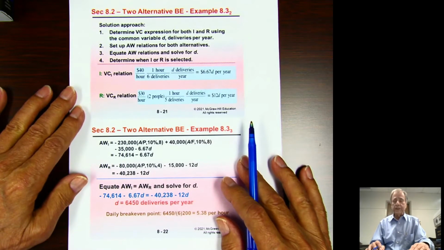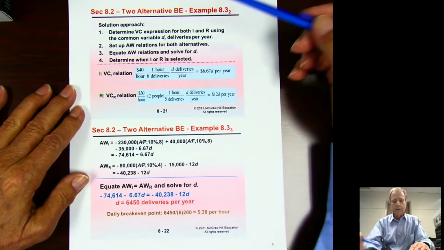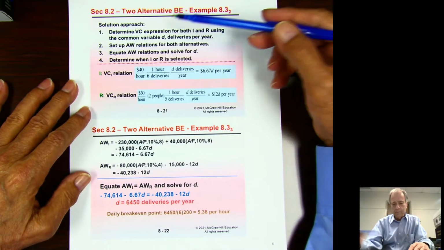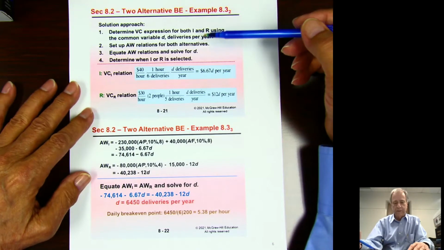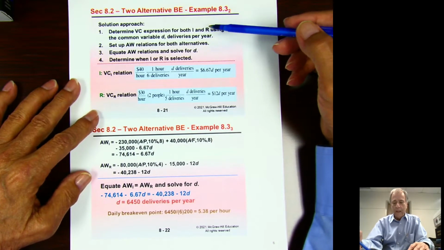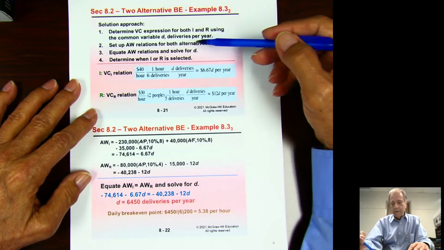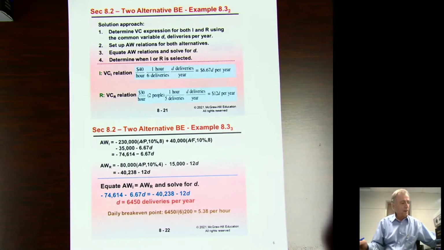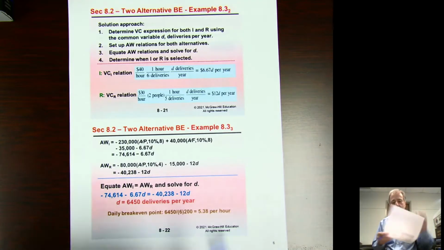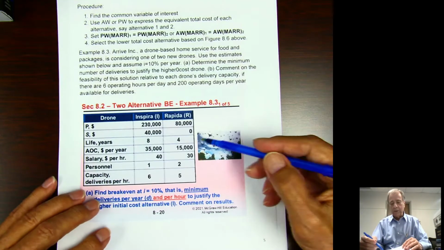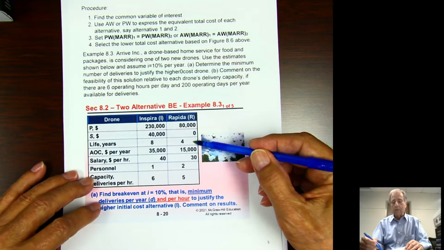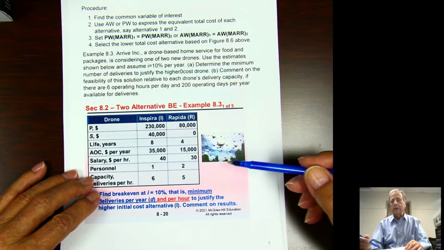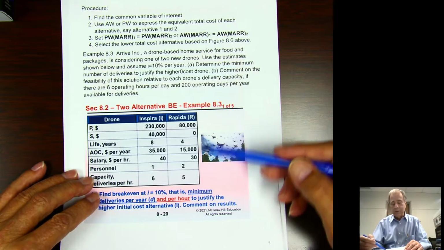Go through the steps that we outlined before. First thing is determine the variable of interest, and then set up an annual worth equation. The annual worth makes more sense in this case because this particular alternative only lasts 4 years, so you're going to have to repeat that cash flow. But that's what you're going to assume, that you can.